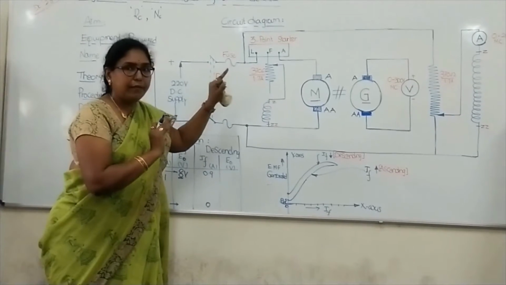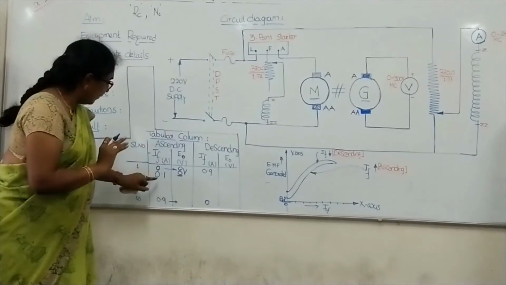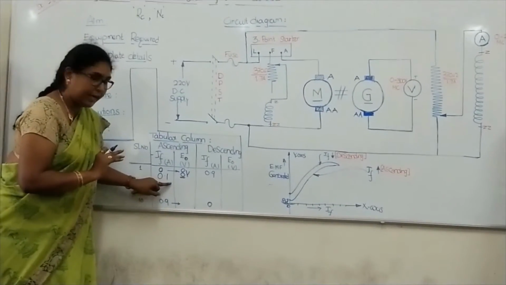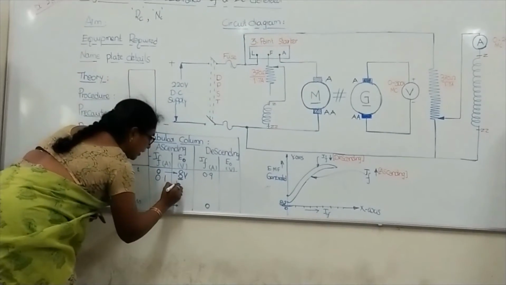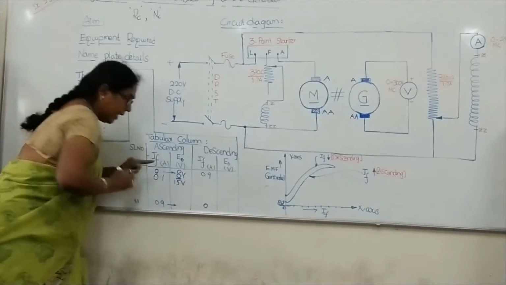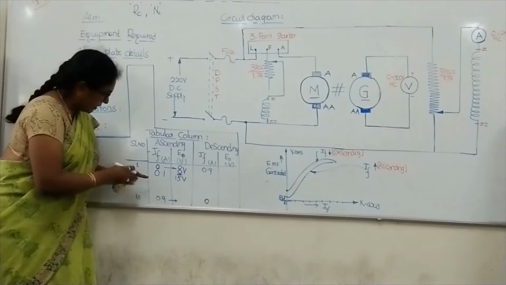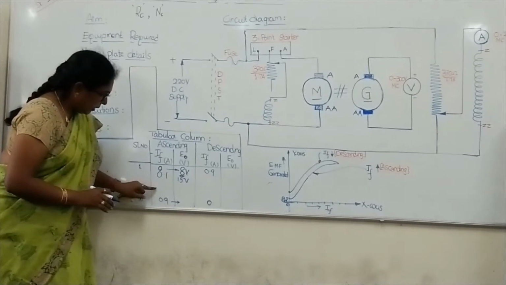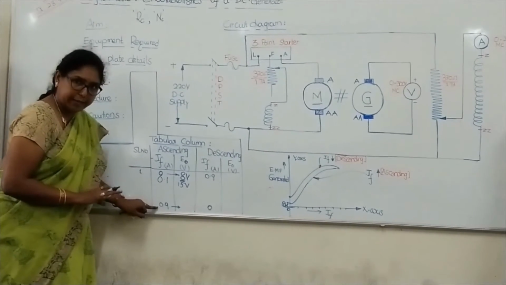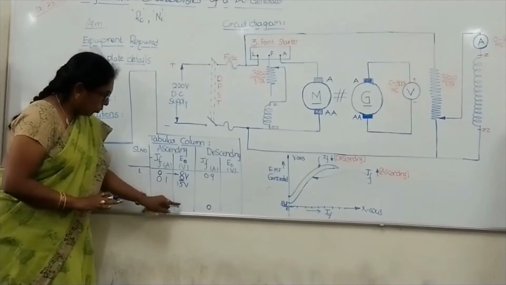This is the first point we have to take care of. Correspondingly, for 0.1 ampere of field current, we have to note the voltage. Like this, we go step by step: 0.2, 0.3, 0.4 and so on up to 0.9. We have to make a note of this.